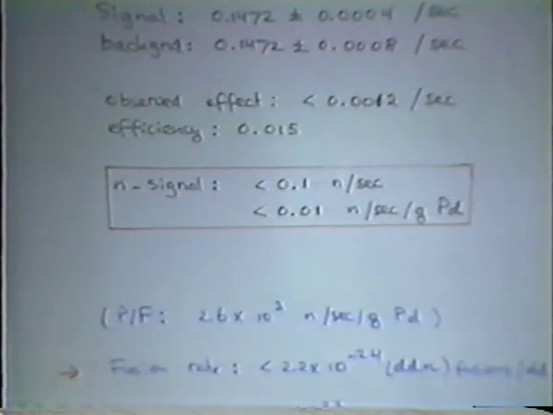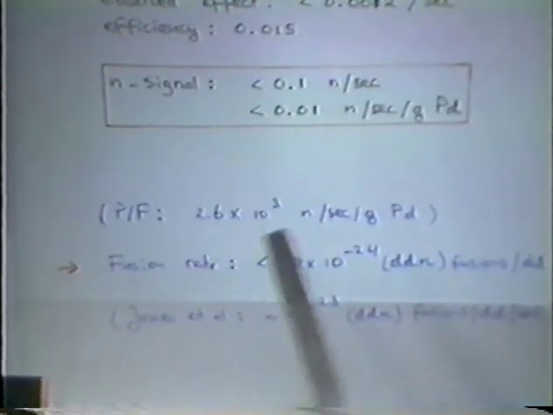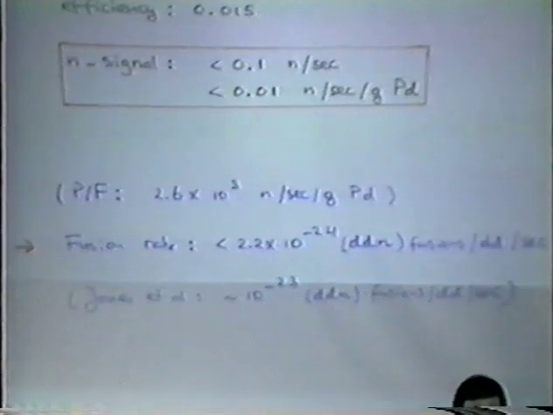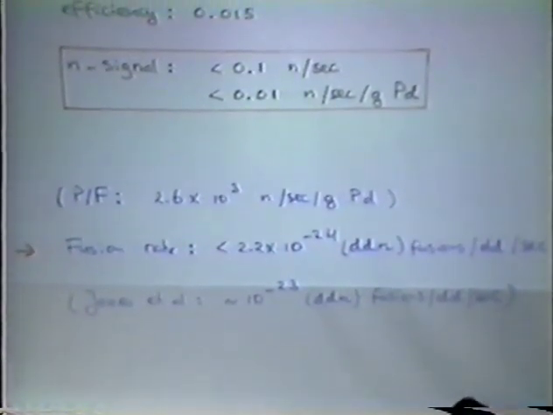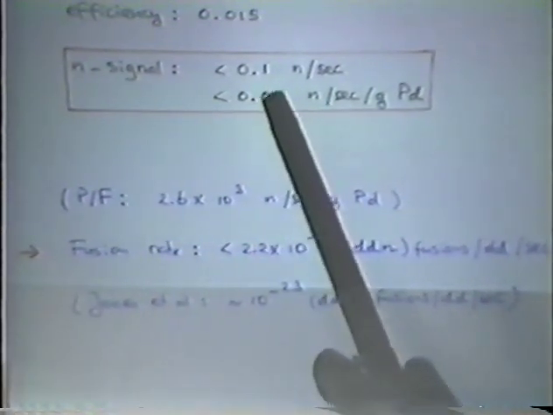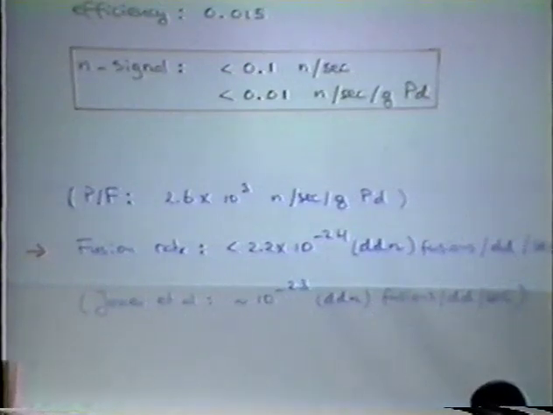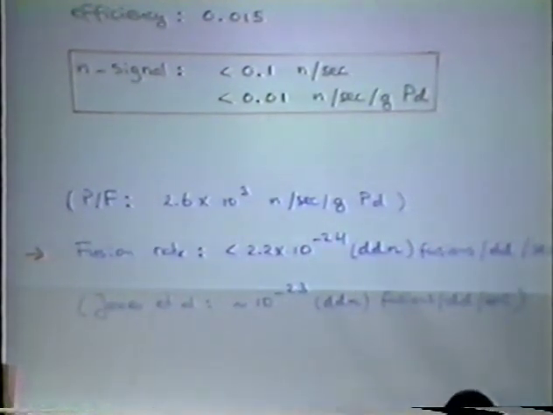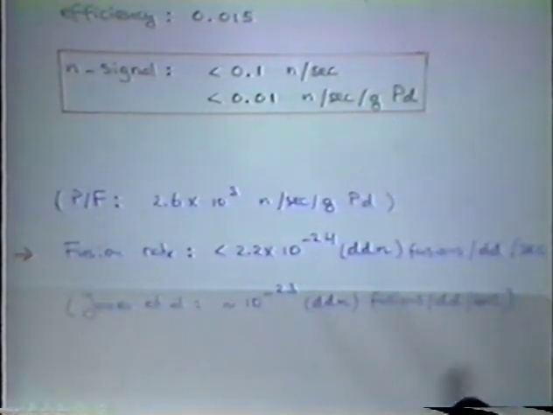And just to put this in perspective, Pons and Fleischmann, as you well know at this point in time, originally claimed to see on the order of 10 to the 3rd neutrons per second per gram of palladium, so we're at least 5 orders of magnitude below that. The fusion rate we derive from this number is on the order of 2.2 times 10 to the minus 24 ddn fusions, that is, deuteron plus deuteron gives neutron and helium-3, per dd pair per second.